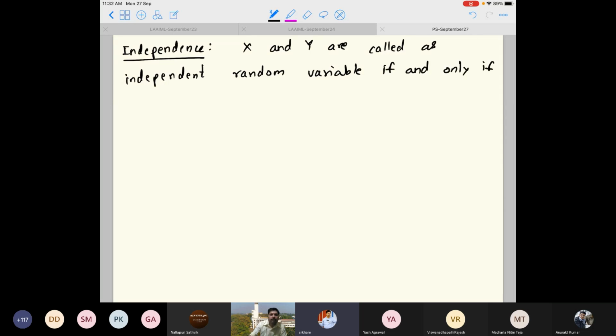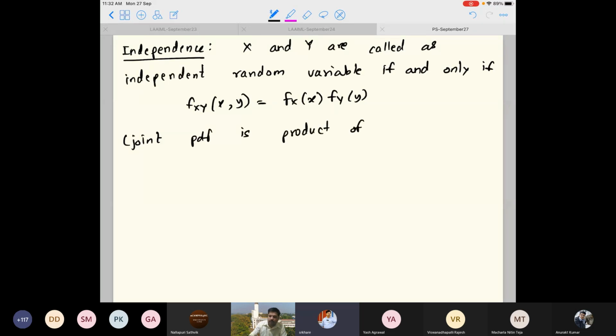If and only if f of xy, the joint density, is actually the product of marginals, correct? So the joint PDF is the product of marginal PDFs, correct?